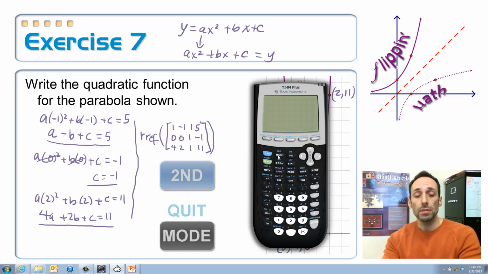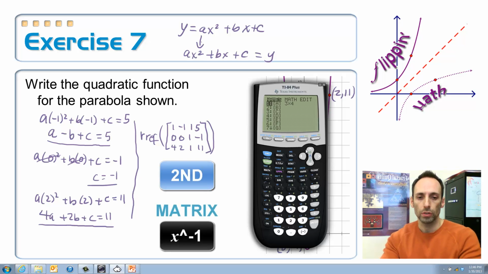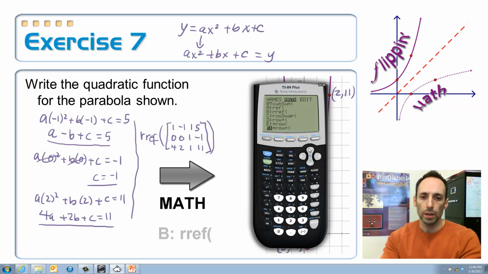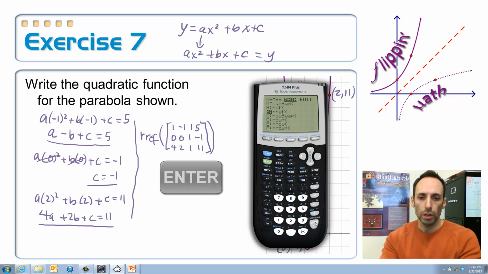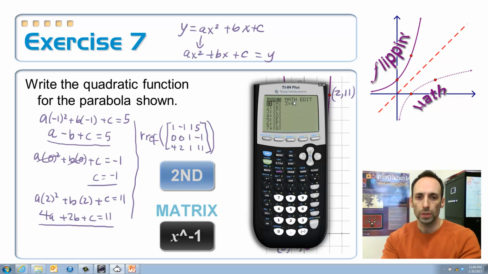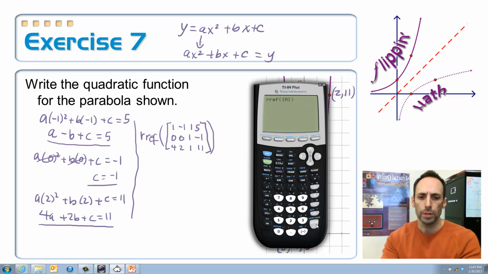Now I need to go back to the matrix menu, second, x negative 1 for matrix, scroll over to the math menu, and this one is RREF. It's way down at the bottom, so it's probably faster to go up instead of down. Yeah. Hit enter on RREF. Inside the parentheses, we're going to type the name of the matrix. That's back under the matrix menu. It's matrix A, so just hit enter. And I like to close my parentheses.